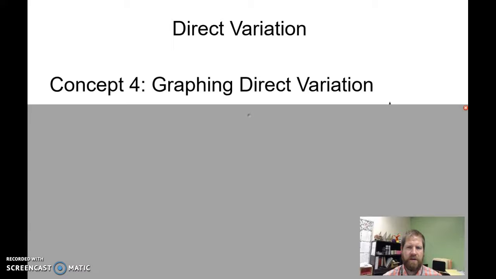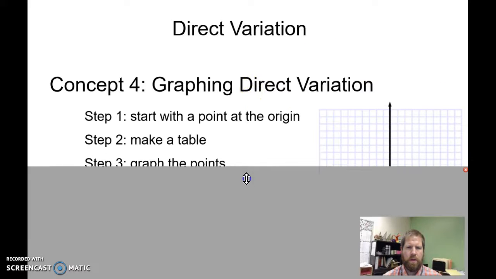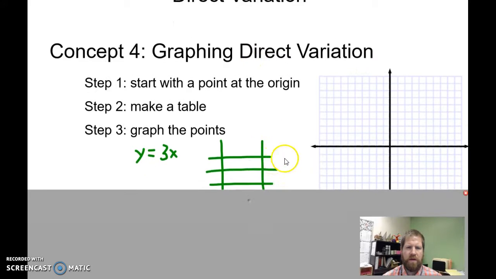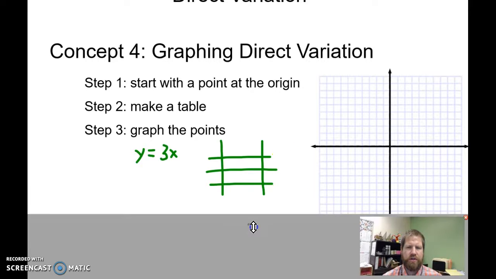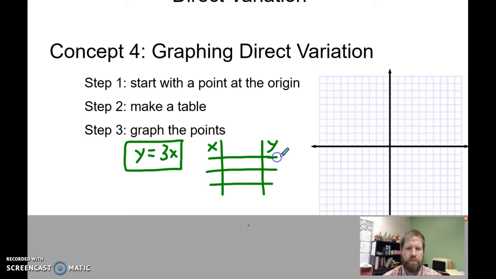Concept 4, graphing direct variation. So when we're graphing a direct variation equation, we can approach it the same way as we do any other equation. All we have to do is get our equation, make our table, find some points.